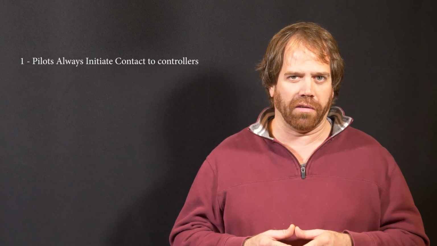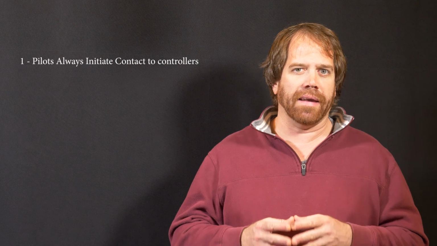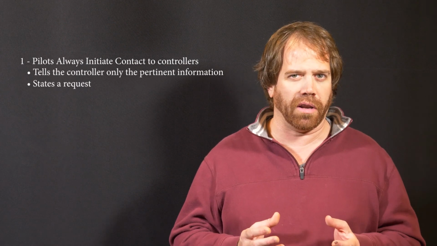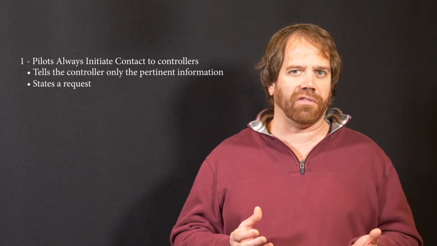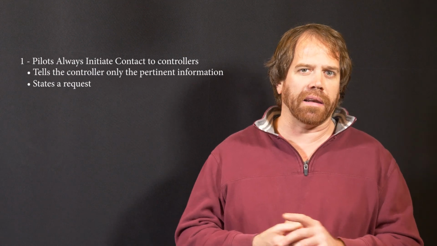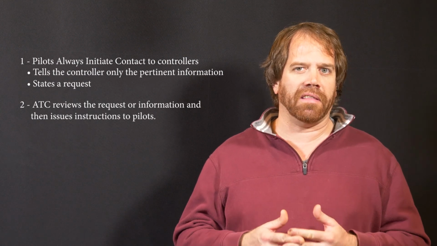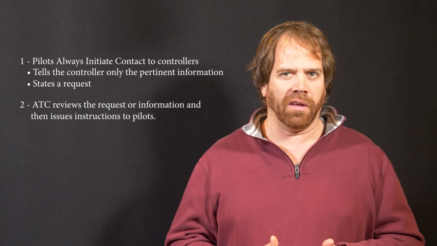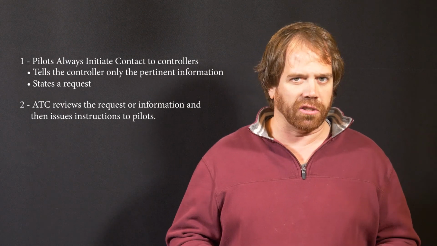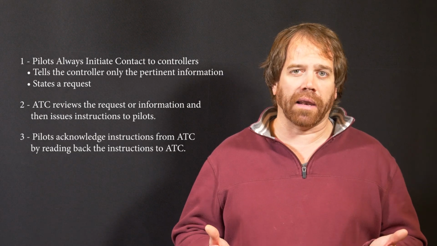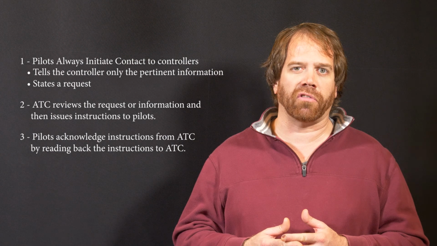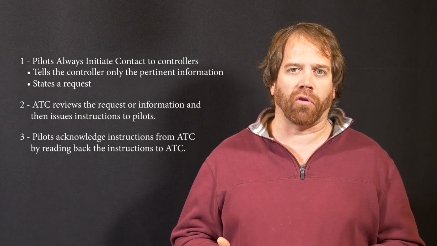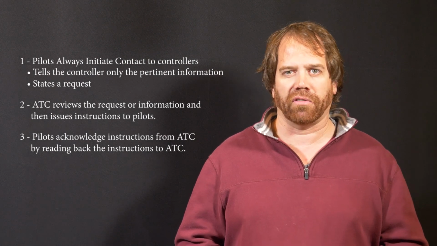Pilots make initial contact with each new controller and tell the controller just the pertinent information that the controller needs to know or what the pilot is requesting. ATC then reviews the requested information and will issue instructions back to the pilot. The pilot is responsible to acknowledge instructions as given by the air traffic controllers by reading back the instructions.